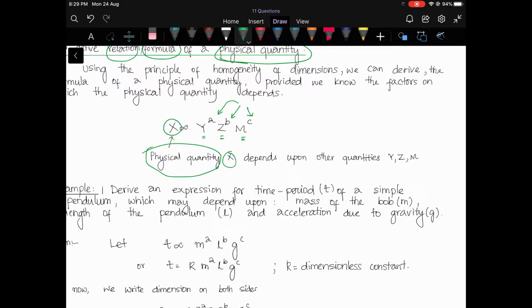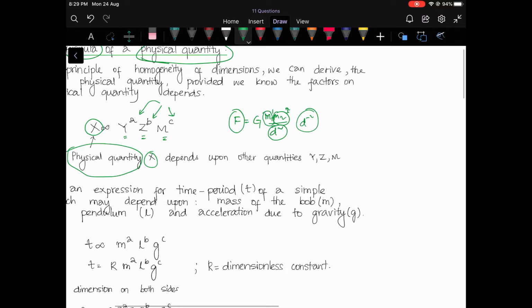For example, we may write Newton's gravitational law as F equals capital G m1 m2 by d square. Here F is a physical quantity, and m1, the first mass, has power 1, the second mass m2 also has power 1, and the power of d is 1 over d square, that is d to the power minus 2.